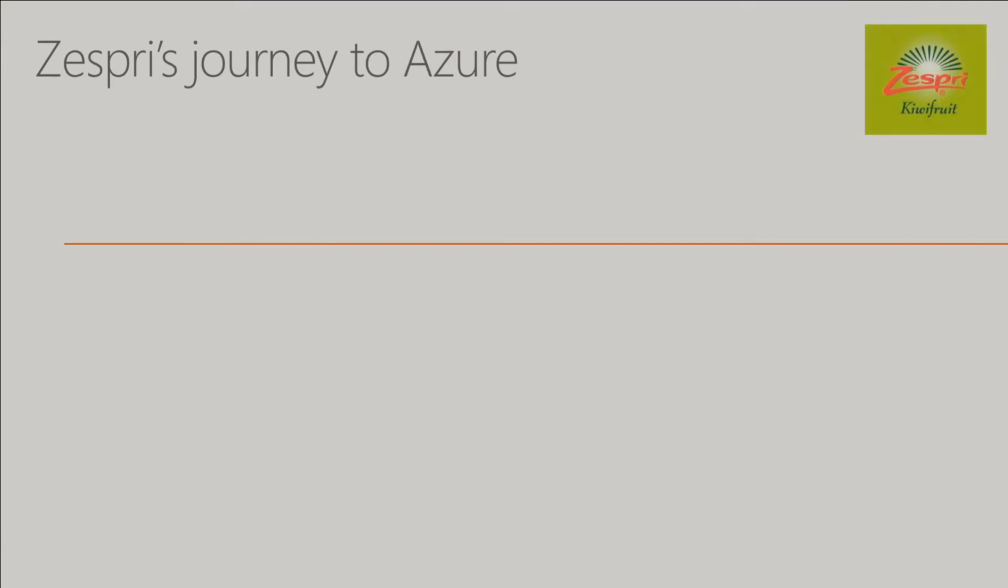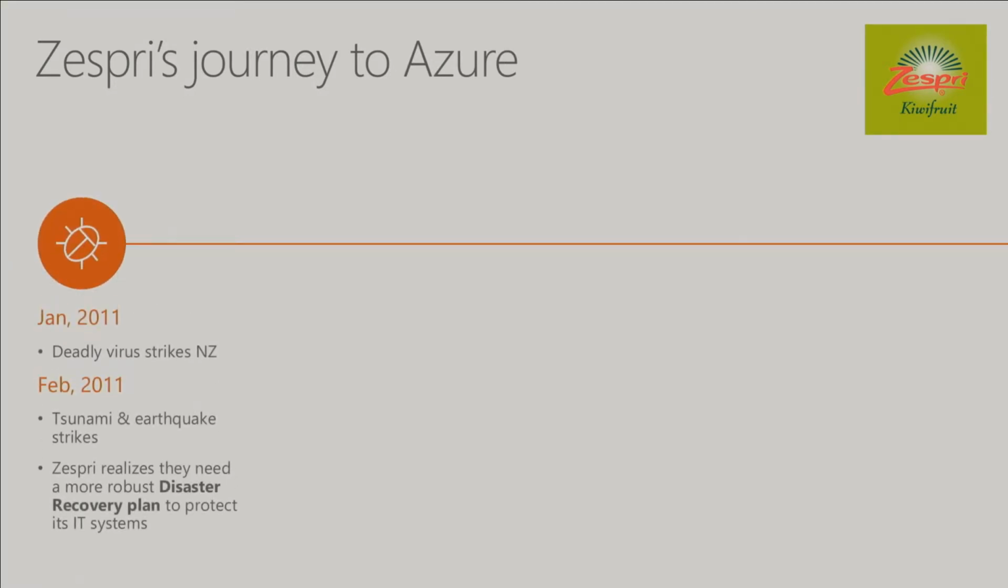So Zespri, that's a kiwi fruit logo over there. It's one of the largest marketers of kiwi fruit. It's based out of New Zealand, and they supply kiwi fruit to about 53 countries, I think. More than 30% of the world's kiwi fruit is supplied by this company. So back in 2011, many years ago, they were attacked by a plant virus. Soon after, a couple of other calamities, a tsunami and an earthquake, all at similar times, got them to reevaluate their disaster recovery plan.